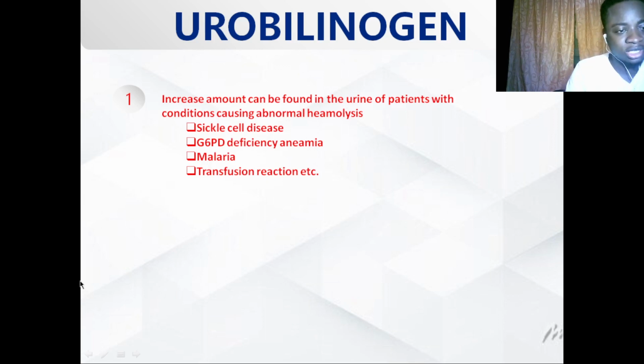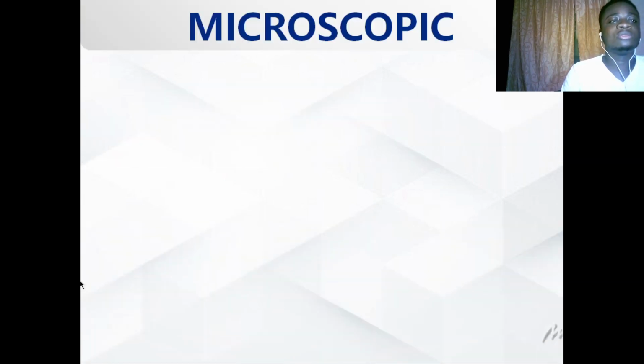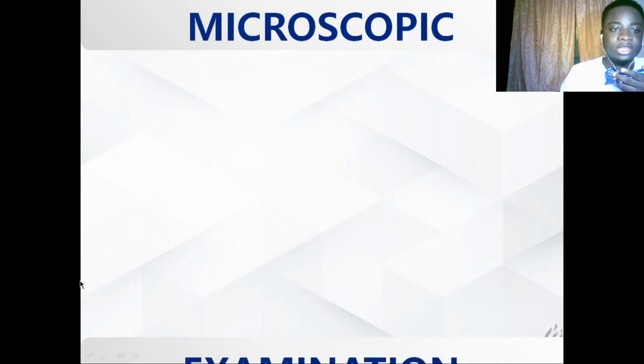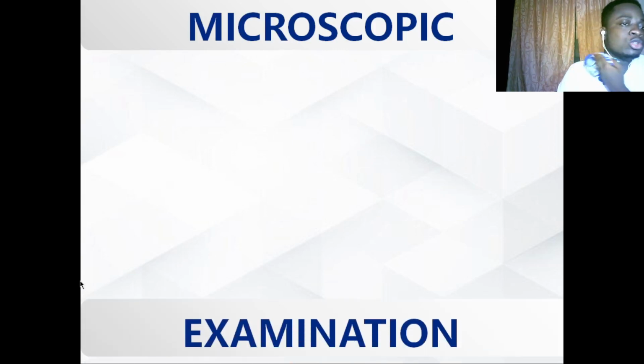So when you see urobilinogen, the clinician can suspect something like this. Then you end by looking at a microscopic examination. All those that we've spoken about are macroscopic, what we can see with our naked eye. But the microscopic examination is what we observe using the microscope.